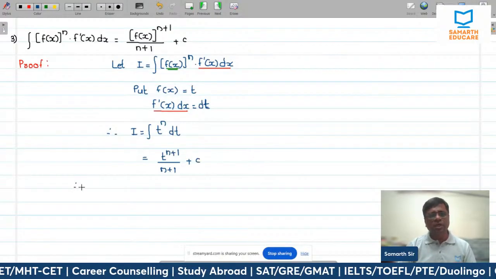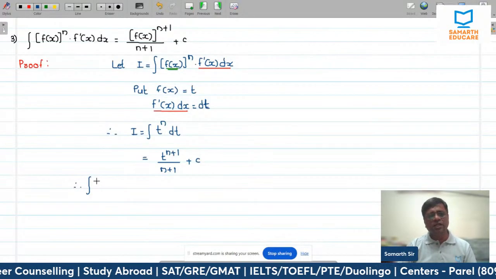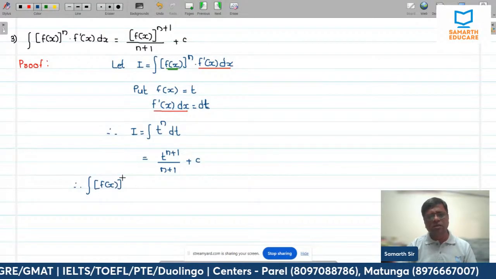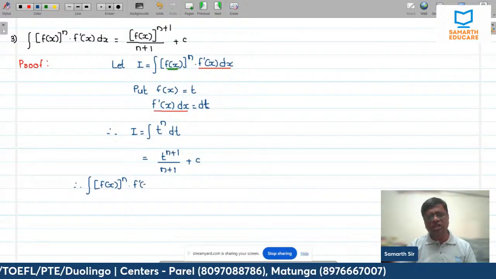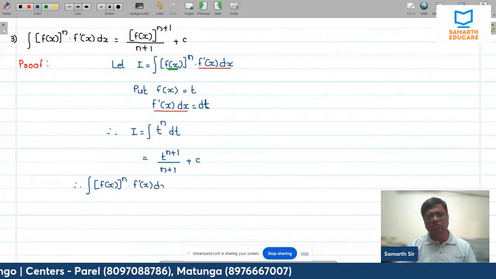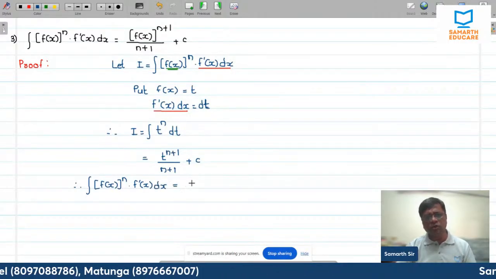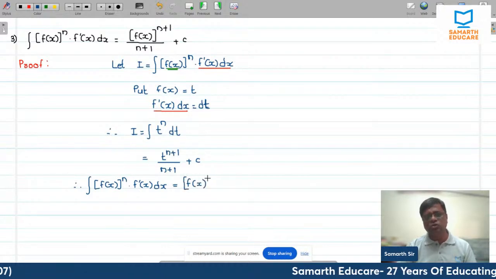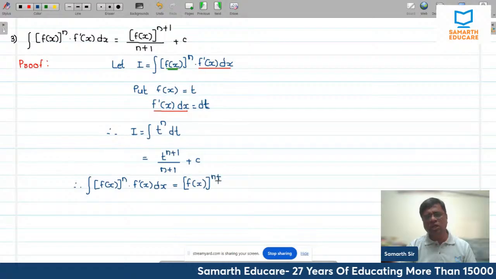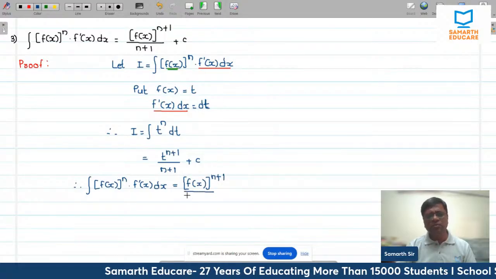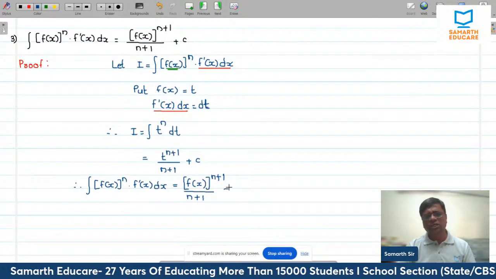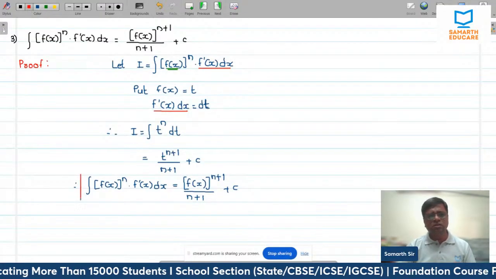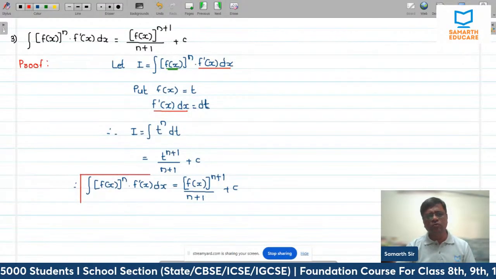Hence यहाँ पे what we have done is integration of f of x raised to n into f dash of x dx will always be equal to, t के लिए क्या आएगा इधर वापस, f of x raised to n plus 1 divided by n plus 1 plus c. All right, now this is the third one, today's third proof.